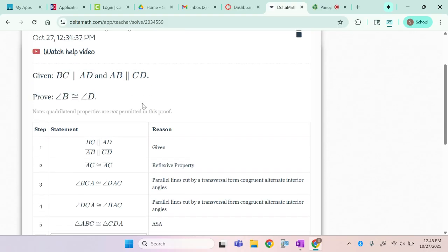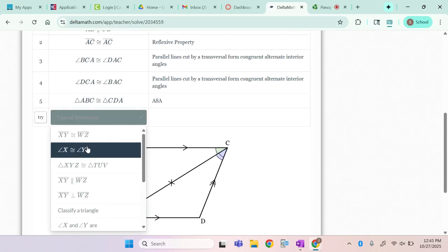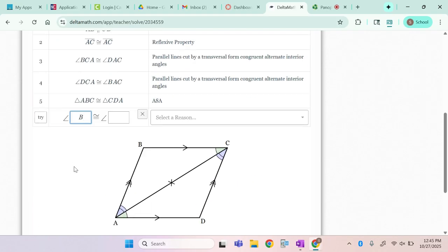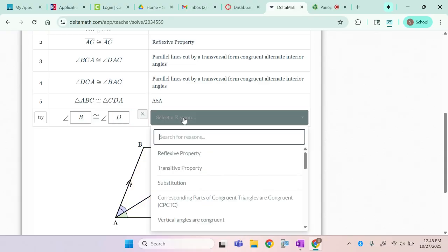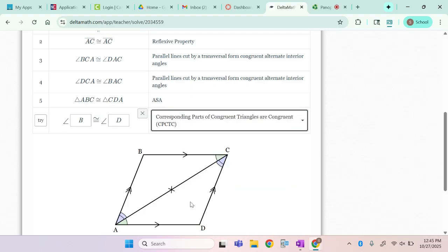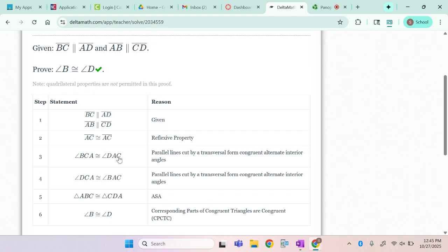Now what can we say? Angle B is congruent to angle D by what? What's the acronym? CPCTC. Then all I gotta do is submit it.